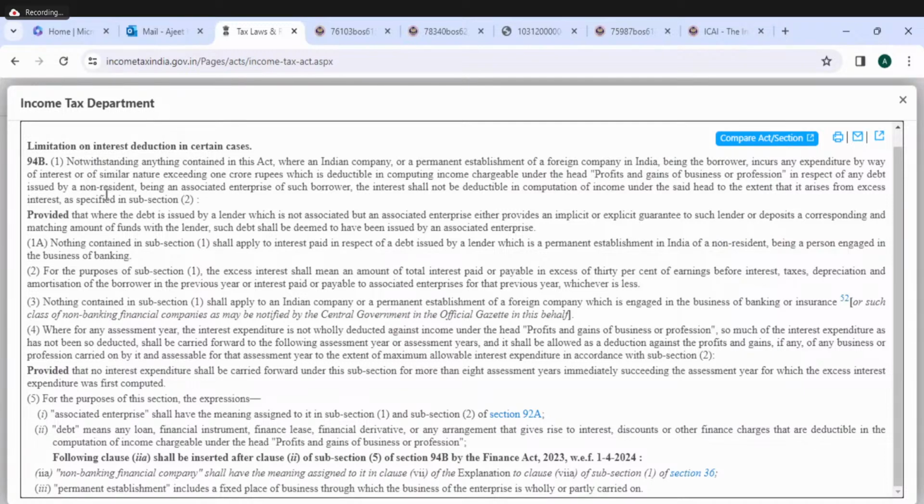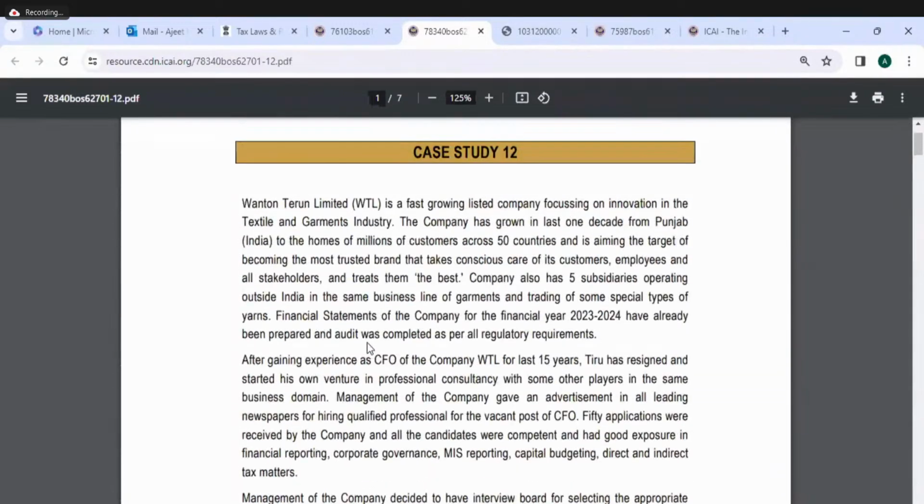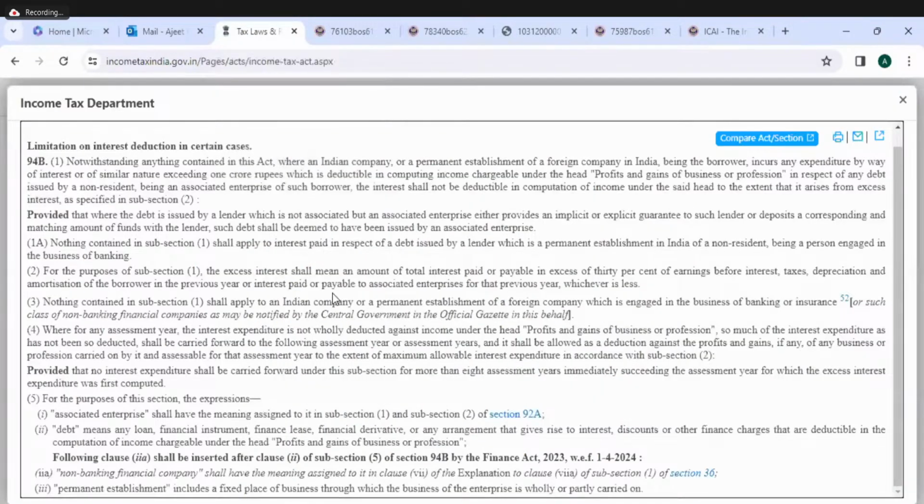But in our case study, is WTL engaged in banking or insurance? No, it's not engaged in banking and insurance. It's a textile and garment industry. So this section is very much applicable to WTL.